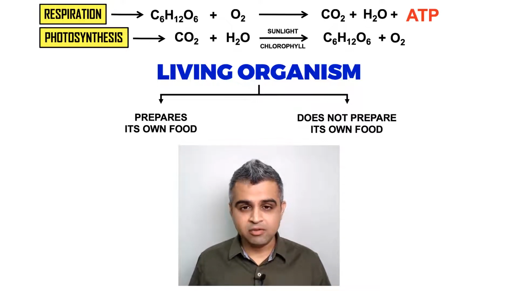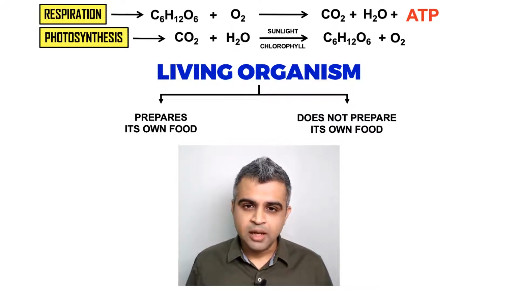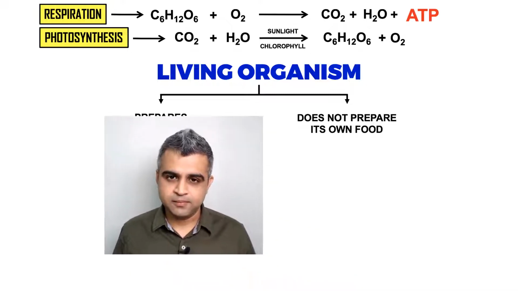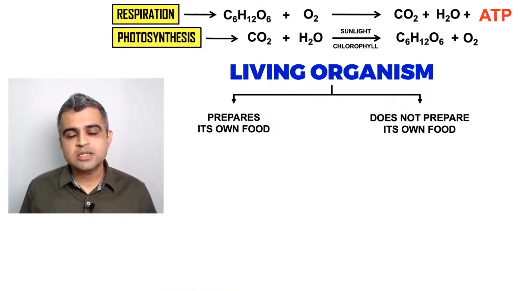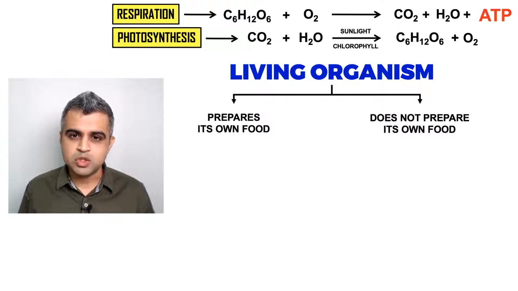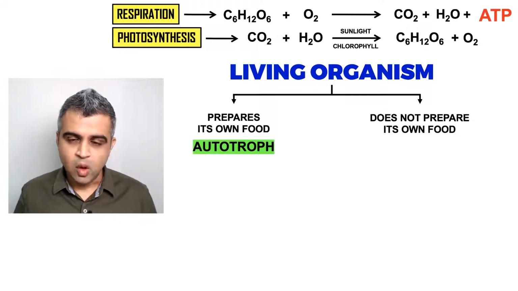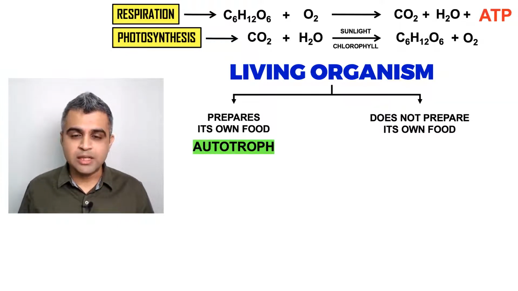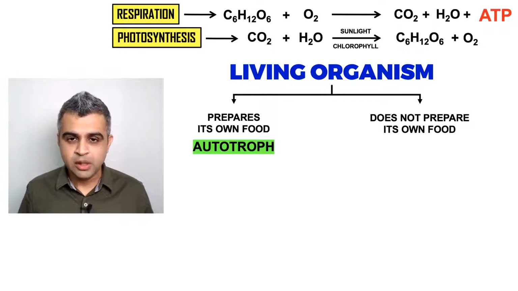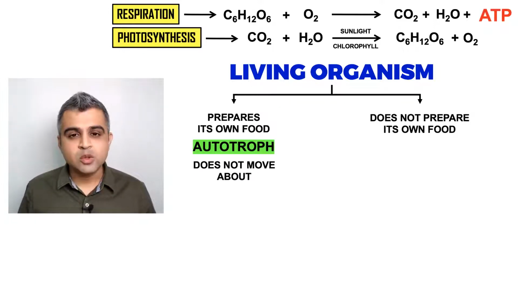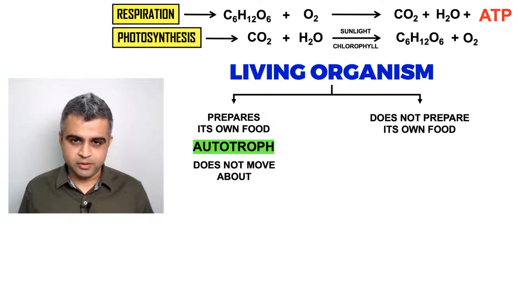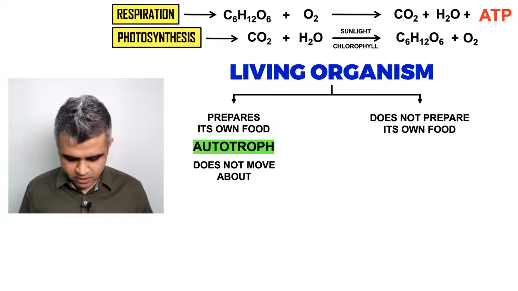So this brings us to the next three Latin words, which are auto, hetero and trophos. Auto means self, hetero means different, and trophos means to eat. From this we get the first new word which we saw last time, which was autotroph. Autotrophs are those organisms which will eat that food which they have prepared themselves. Because they make their own food, they make their own glucose, they do not need to go from one place to another in search of glucose. So they don't need to move about from one place to another. Such living organisms are called plants.